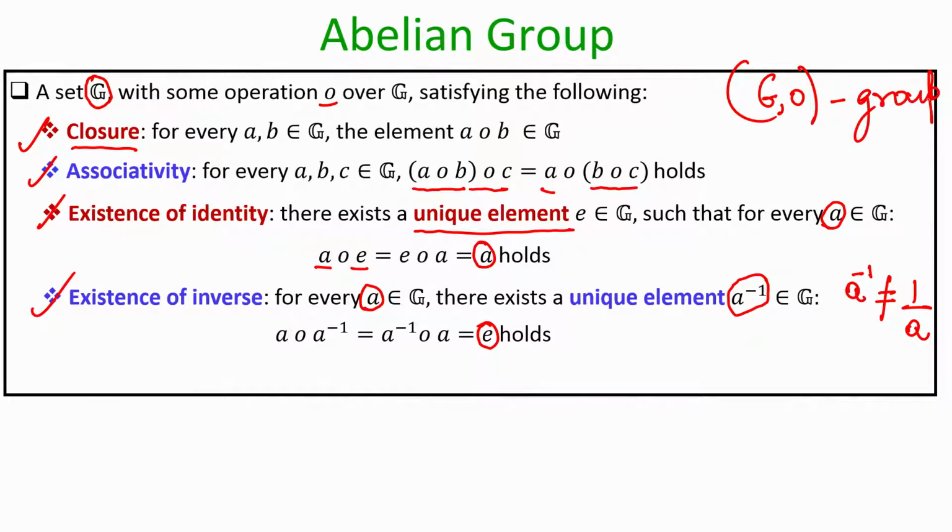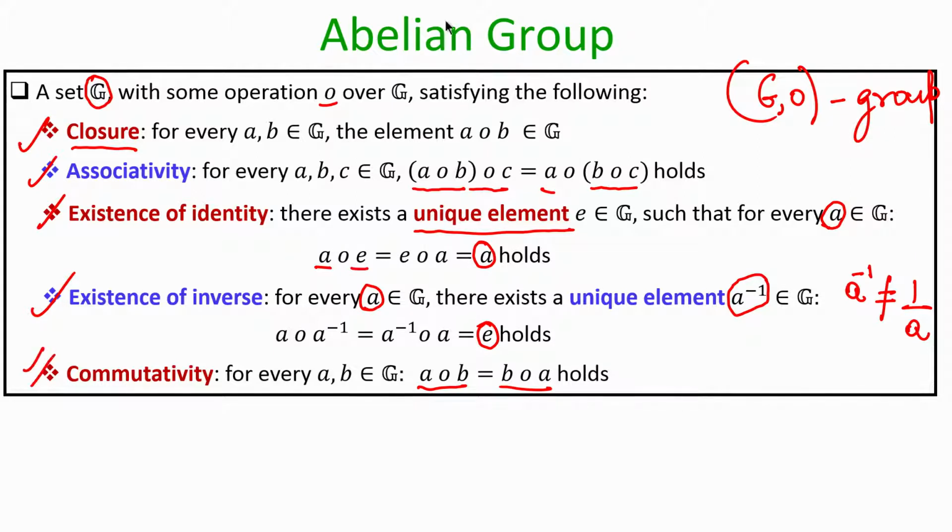And on top of these 4 properties, if my set G along with the operation O satisfies an additional condition, namely that of commutativity property, which requires that for any pair of elements A, B from the set G, it does not matter whether you perform the operation O on A and B or on B and A, you get back the same answer, then that special group is called an abelian group.